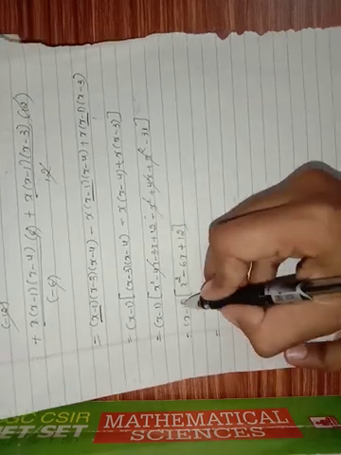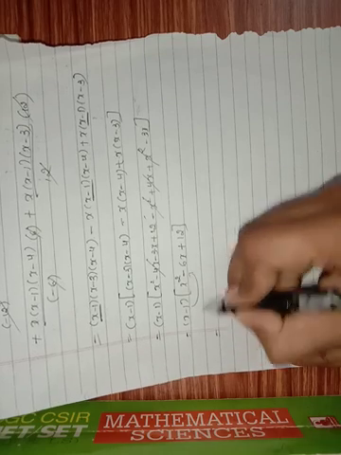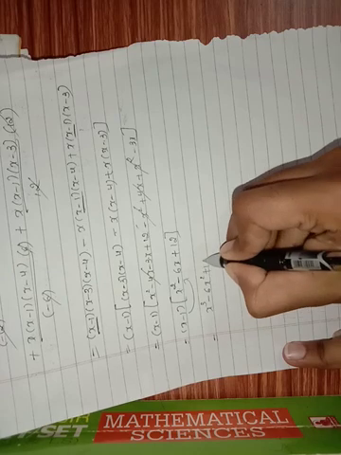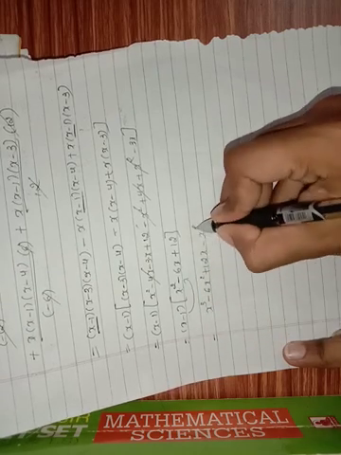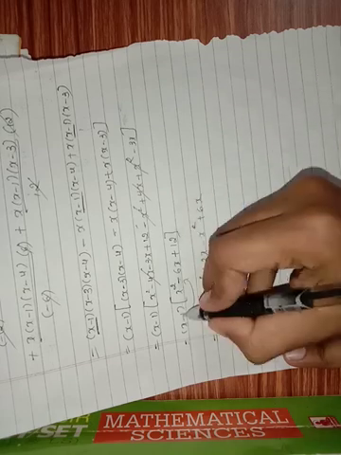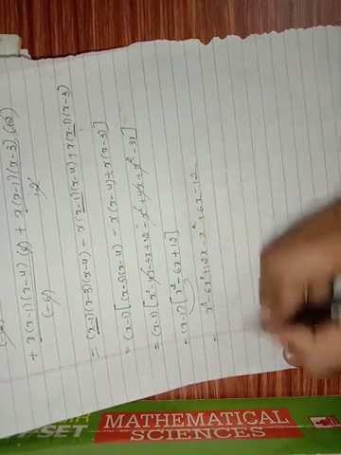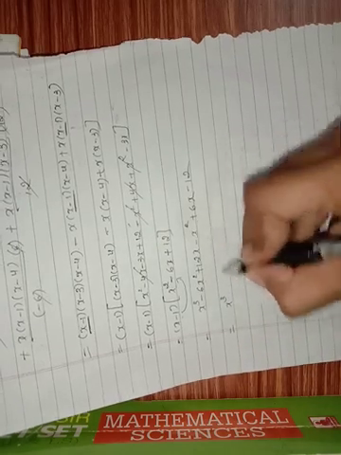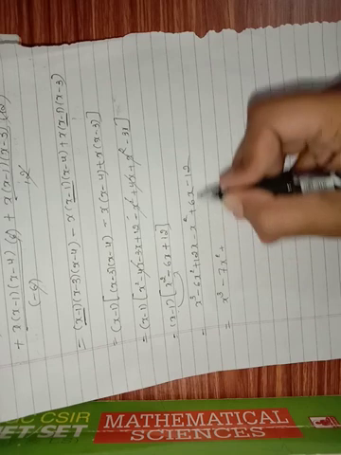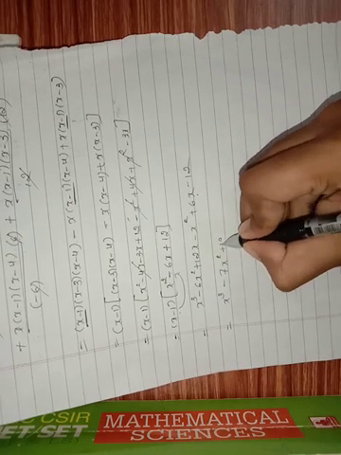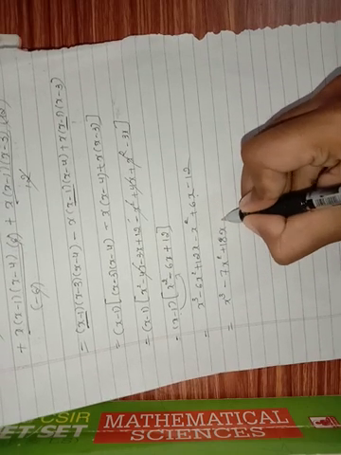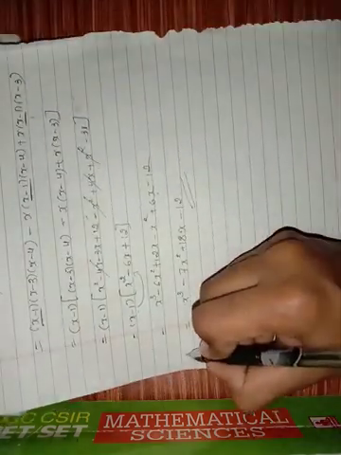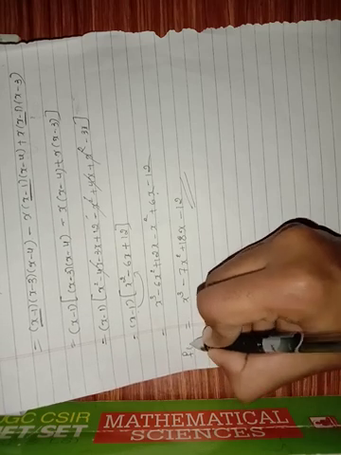Next. (x minus 1) into this whole term. X into x square, x cube. X into minus 6x square plus 12x. Minus into minus x square. Minus into minus plus 6x. Minus into plus minus 12. Then x cube as it is. Minus 6x square minus x square, minus 7x square. 12x plus 6x, 18x, minus 12. So this is our required polynomial.